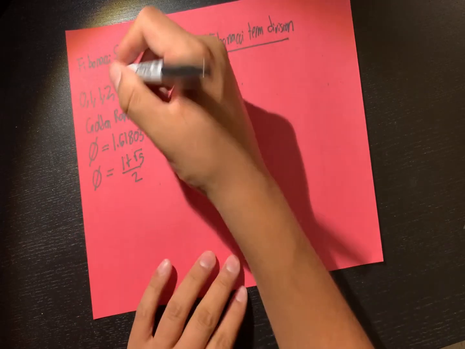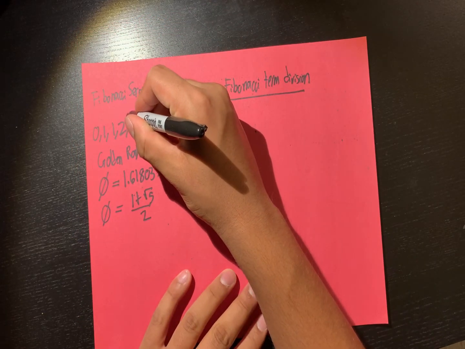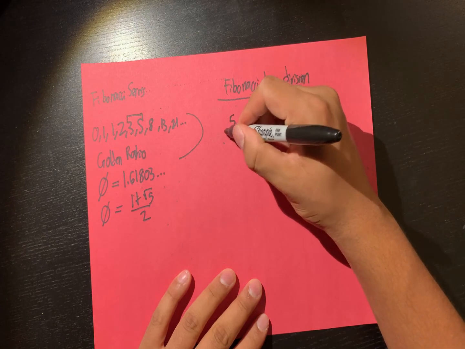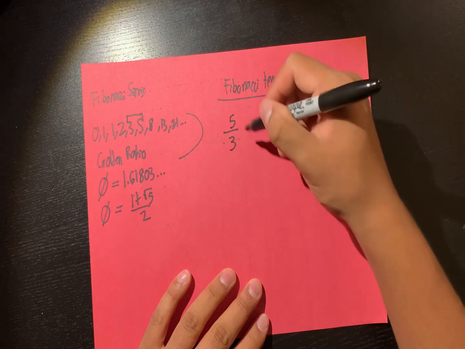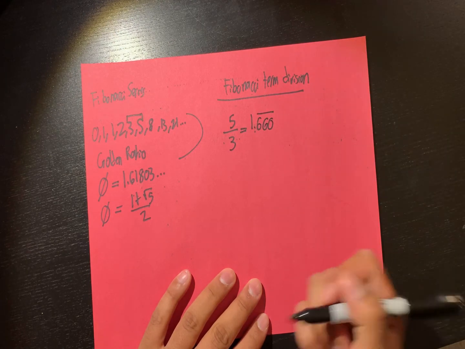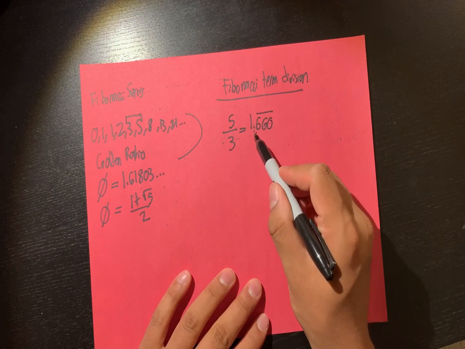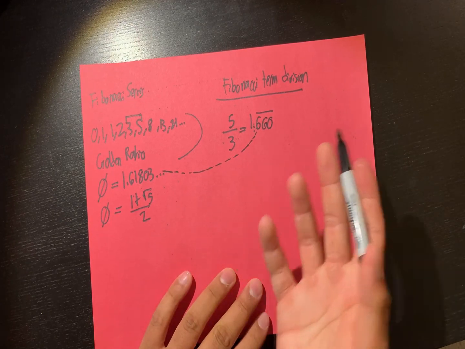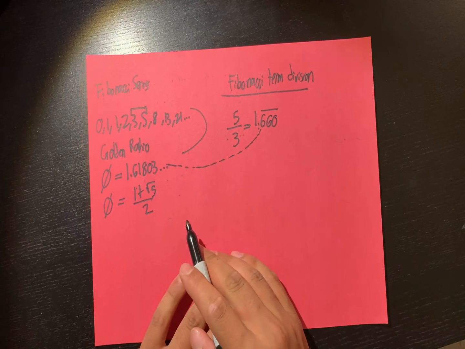So for example, let's take these two terms, 3 and 5. We take the larger number, 5, and we divide it by 3. Now this gets us 1.666, and this goes on forever. Okay? See, this is kind of close. You can work with this approximation.